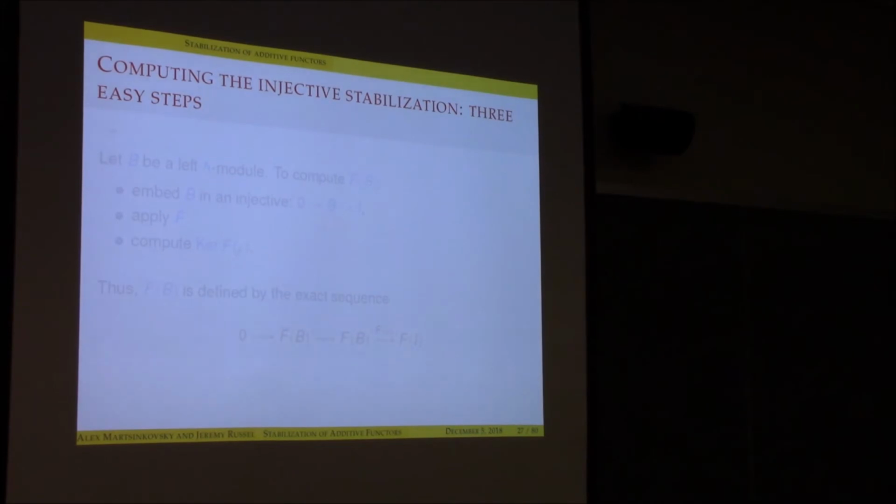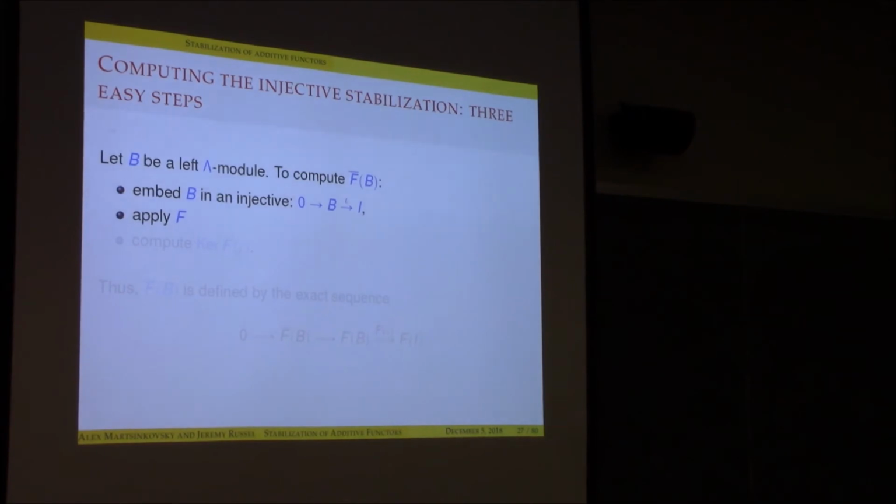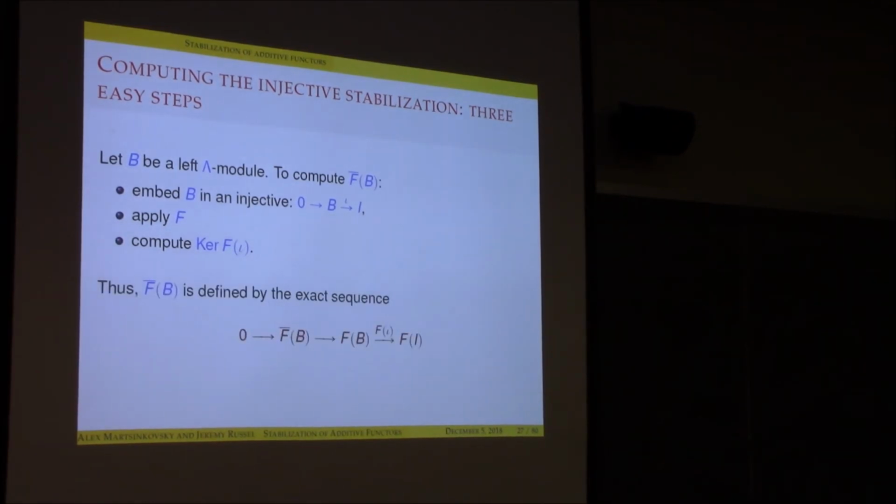So here's a very simple way of computing the injective stabilization. Suppose you want to compute it on the module B. Embed B into an injective container, anything you like, as long as it is an injective and contains B. Then you apply your functor to this embedding, and then take the kernel. That's it. It's a very simple way of computing the injective stabilization. So here's the defining sequence. I told you I'm going to stay in degree 0. Yes, we're going from F to R naught F. Nothing changes. Everything is happening in degree 0.